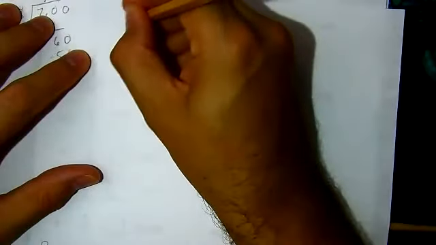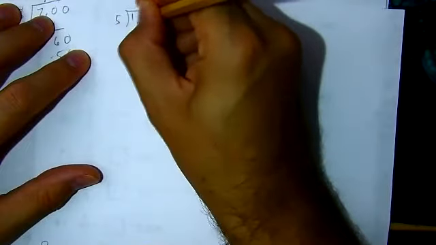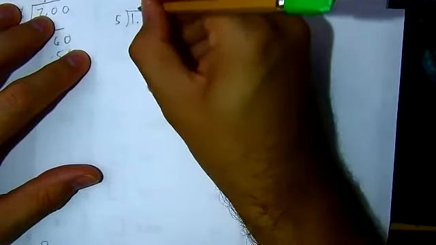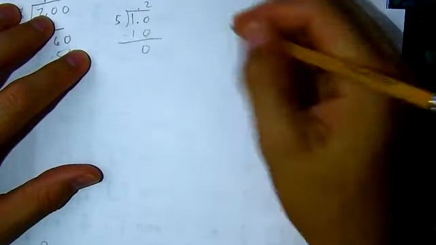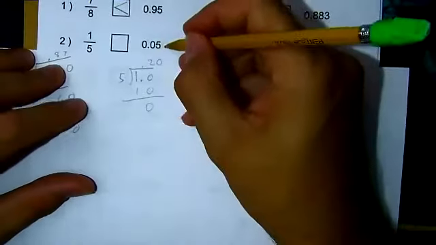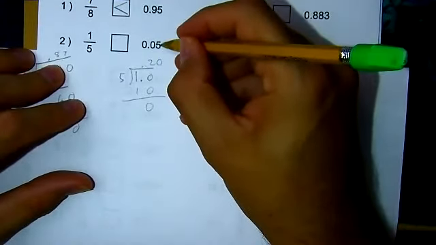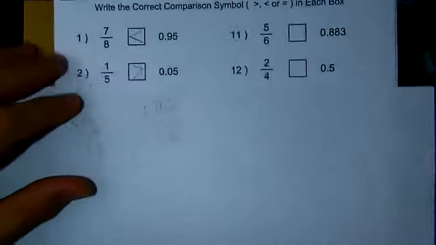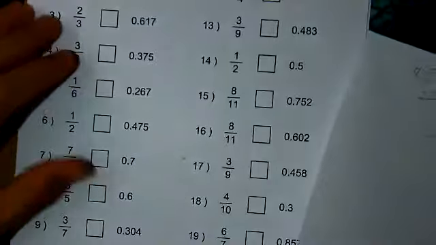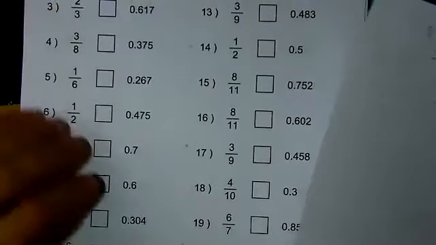1/5. 5 goes into 10 2 times. So if you want to even these out, you can add a 0. Sorry about that. 20 is bigger than 5, so 1/5 is your larger number. There's a whole sheet of these for you to practice with answers on the second sheet.